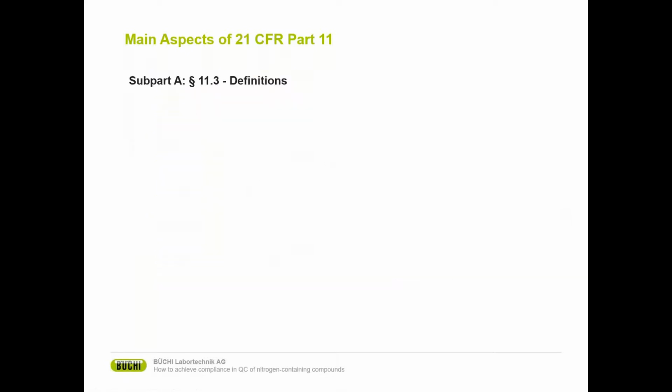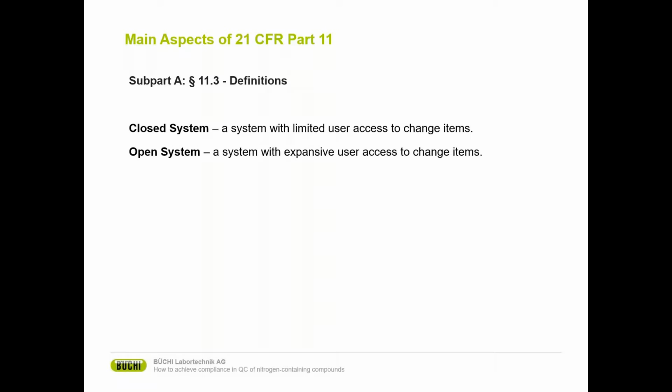So let's start with some definitions in subpart A. In section 11.3, you distinguish between a closed system and open system. A closed system is a system with limited user access to change items, whereas an open system is a system with expansive user access to change items.